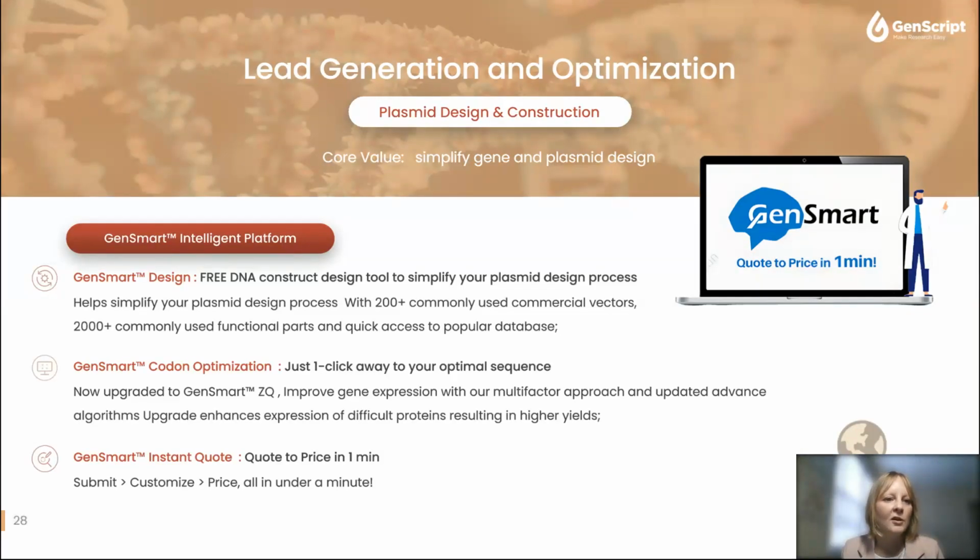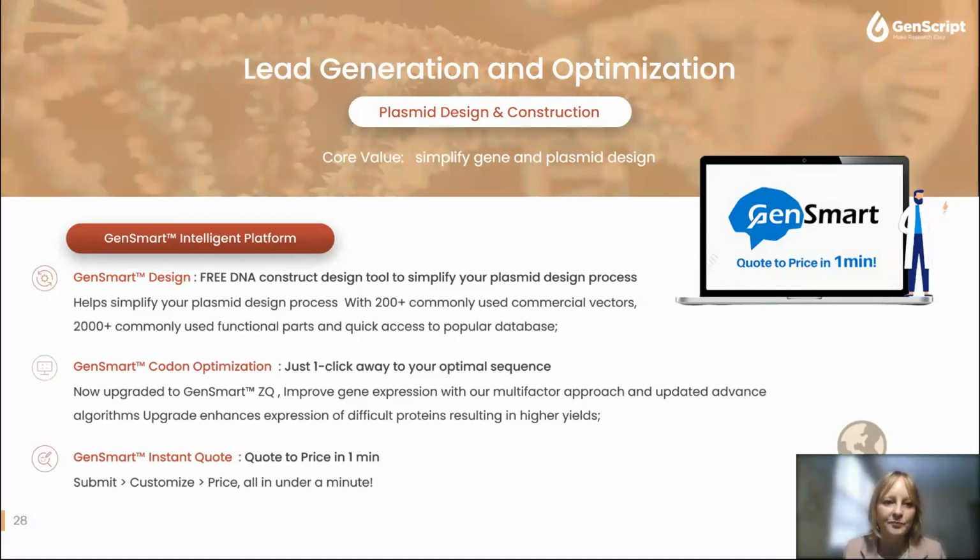So to start off your lead generation, we can help you simplify your gene and plasmid design with our GenSmart intelligent platform. The GenSmart DNA construct design tool is free and it's easy to use. It's going to expedite the plasmid design process. You can select from two modes, either creating a construct or creating a library if batch design is needed. This can be done in just a few steps. And when you're complete, you can send that in for a quote, or you can place an order directly from the website.